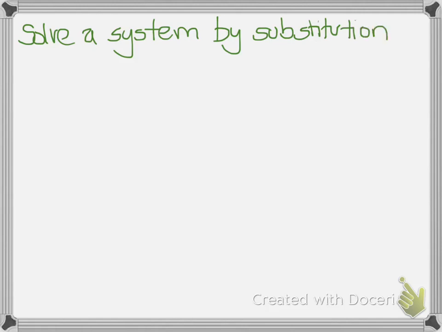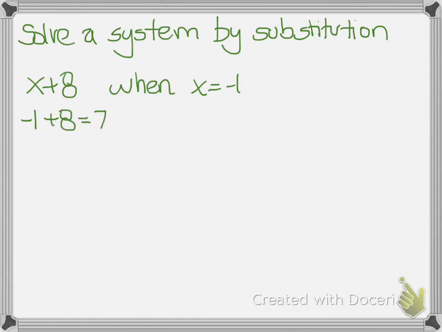Now, what we have is some prior knowledge, so let's start off with something simple: evaluate x plus 8 when x equals negative 1. Well, if that's the case, you take the negative 1, you plug it into the equation, you get negative 1 plus 8. That means we get 7. So right here, we've got our negative 1, we plug it everywhere we see x.